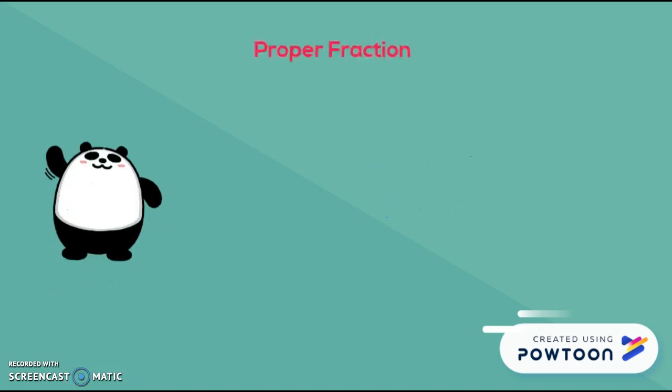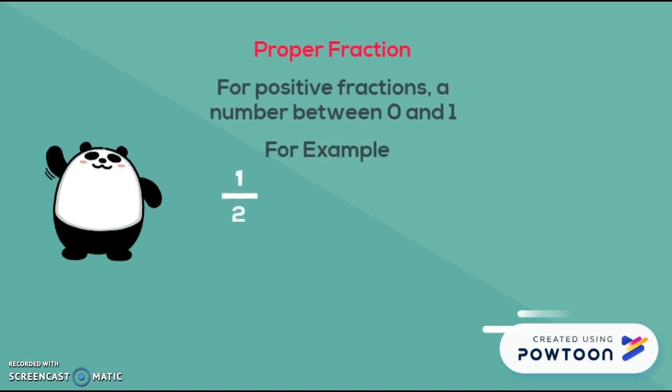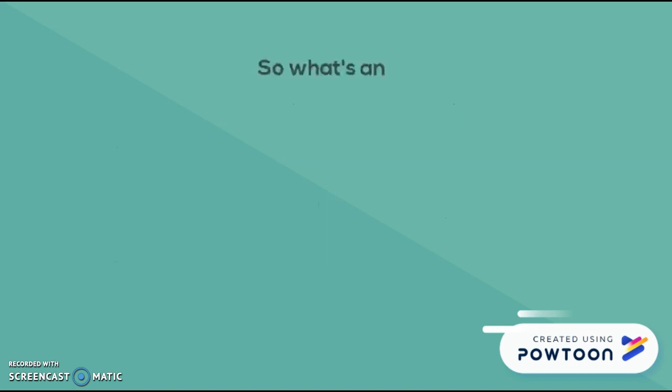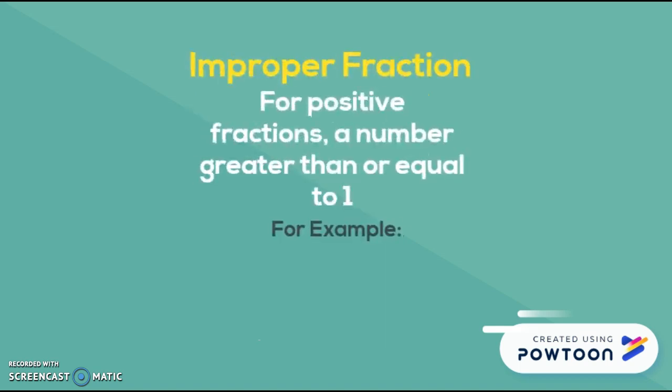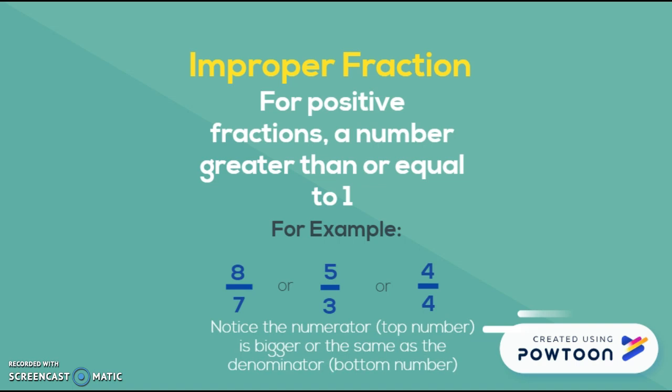A proper fraction, for a positive fraction, is a number between 0 and 1, such as a half or 2/5. What's an improper fraction? Well, it's not a fraction that's making faces at you and sticking his tongue out, although that would be pretty cool. An improper fraction, for positive fractions, is a number greater than or equal to 1. For example, we might have 8/7 or 5/3 or 4/4. Notice the numerator, the top number, is bigger than or the same as the denominator, the bottom number.